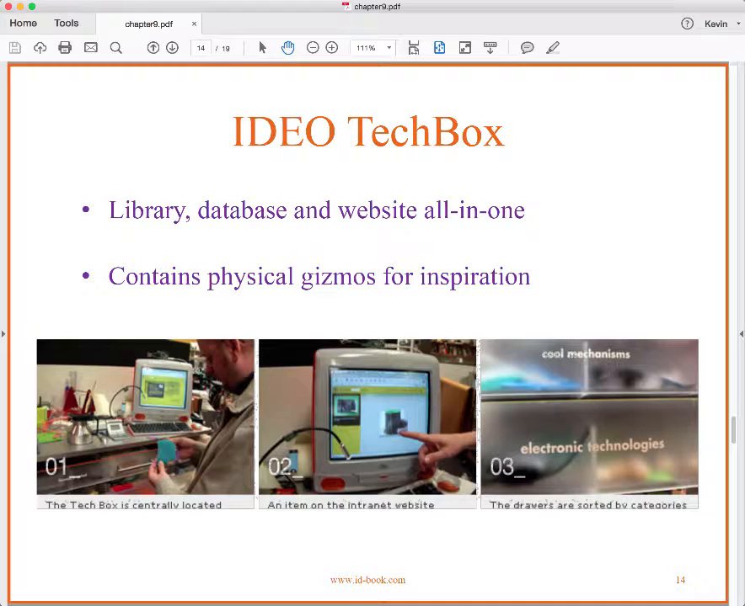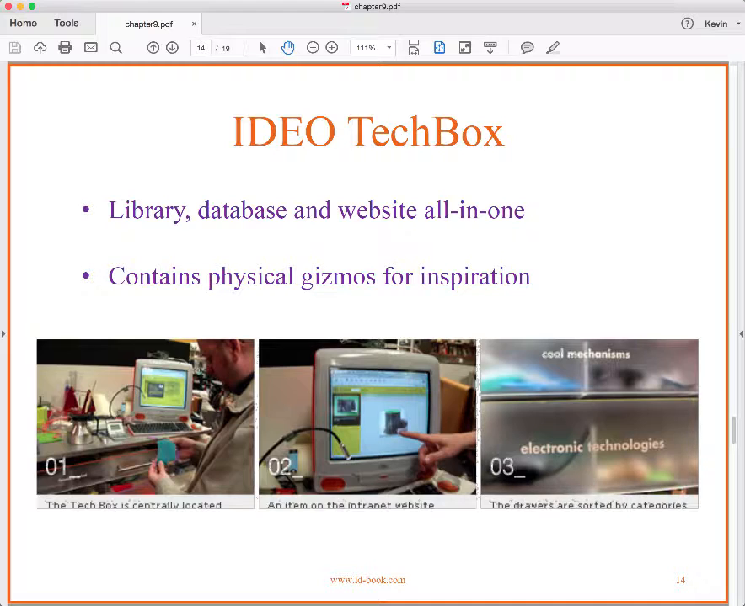Well, one of the coolest things in the whole chapter is the example of this tech box that is kind of one of the parts of the culture at the design firm. And it's really funny, but I always call these guys IDEO, but they may call themselves IDEO. I'm going to say IDEO because it's at www.idbook.com. So I've always said IDEO.